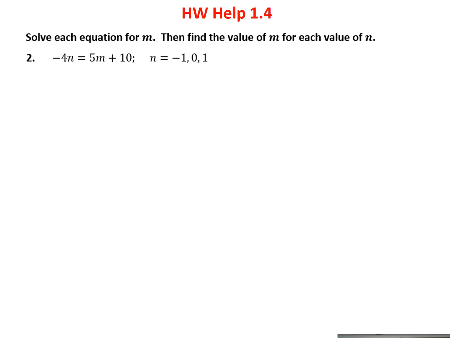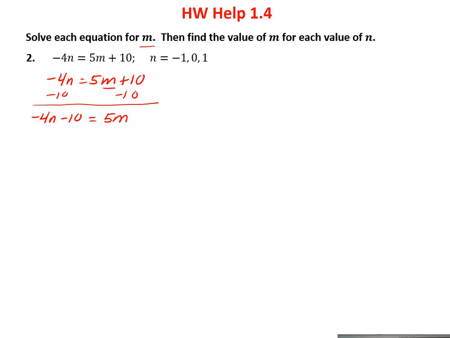Similar thing with number 2. Solve for m. So let me write this down here first. Here's my m I'm solving for. So just ignore the fact that n is a variable. Just treat it like any other number. Like a two-step equation, the first thing I'm going to do is subtract 10 from both sides. And so I have minus 4n minus 10. This confuses students sometimes because I'm not combining them, but I can still write it that way, equals 5m.